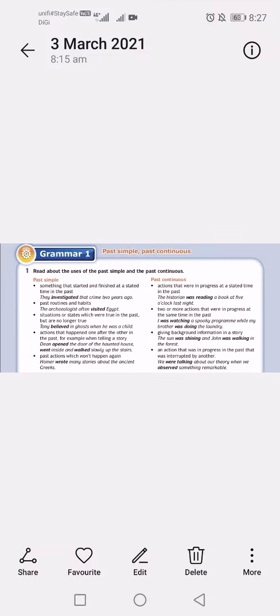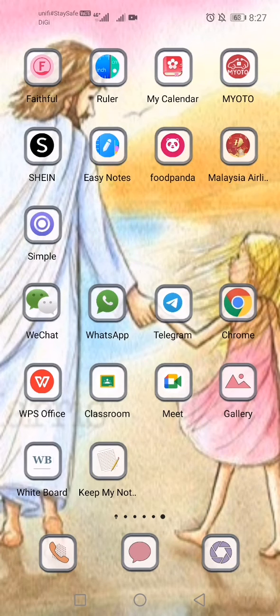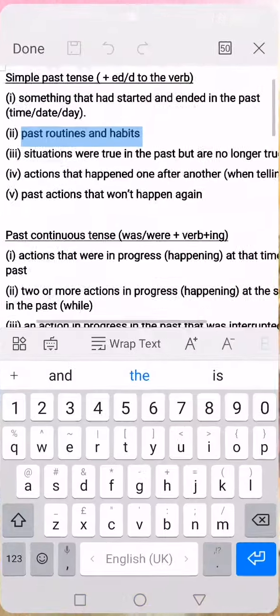Okay, the first and the second one are almost the same. Yeah, there is only a slight difference, a small difference. Okay, let's look at the next one.